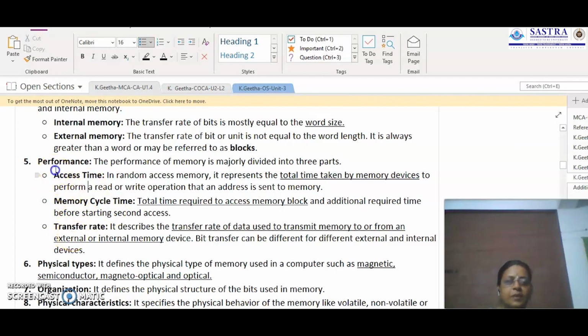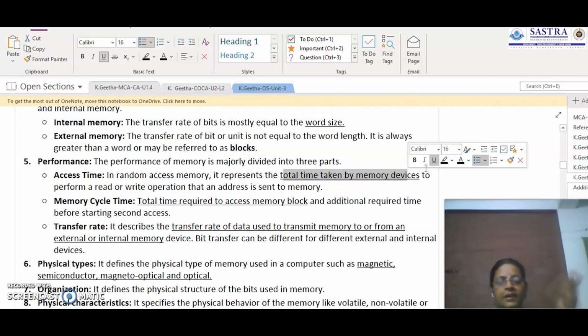So what do we actually mean by the access time? If it is random access memory, it represents the total time taken by the memory device to perform the read operation or the write operation. Usually, in which location we have to read or write, we will first specify the address. Given the address, it will take some time to store the information into the memory or get the information from the memory. This time interval after placing the address and getting the operation done is referred to as the access time.